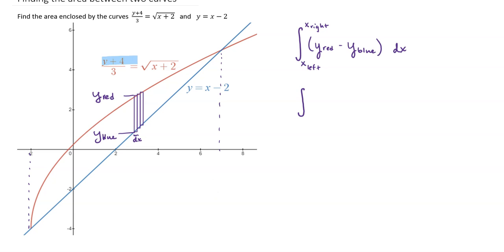To find y red, we just need to rearrange this a little bit. Multiplying both sides by 3, we get y + 4 = 3 root (x + 2), and then we need to subtract 4, put that over here. And y blue is easy, that's just x - 2.